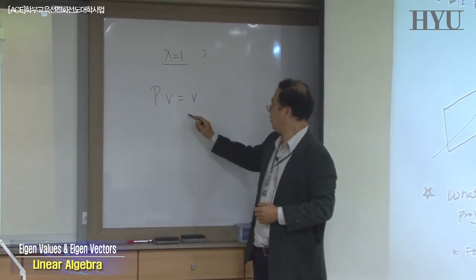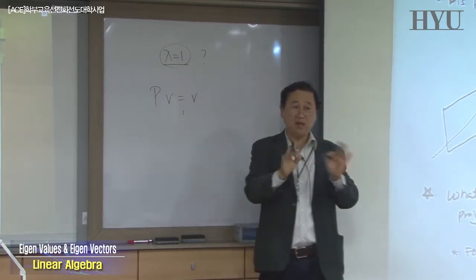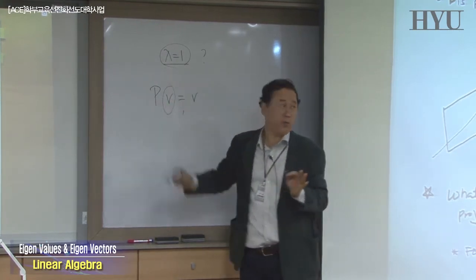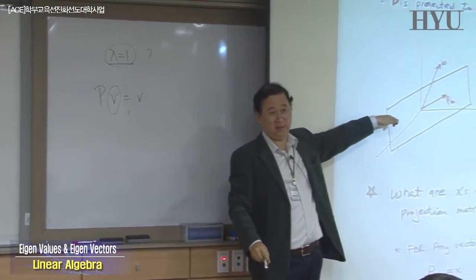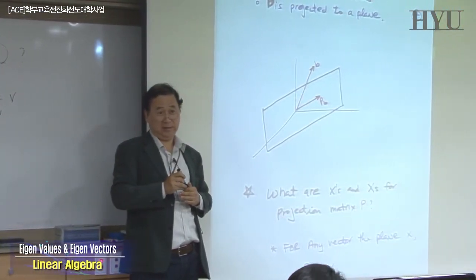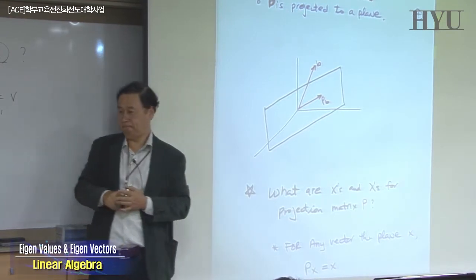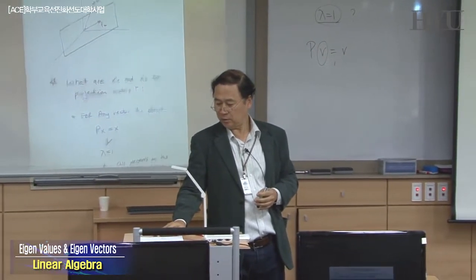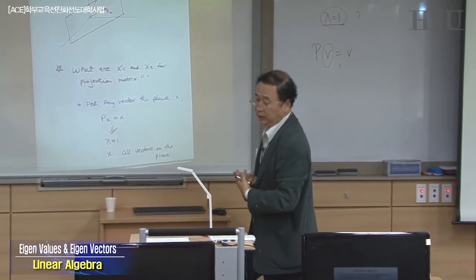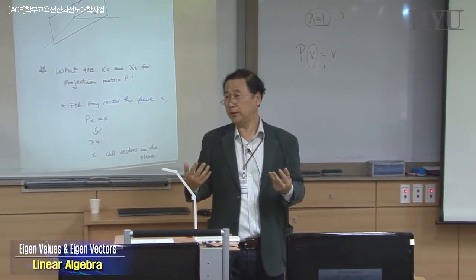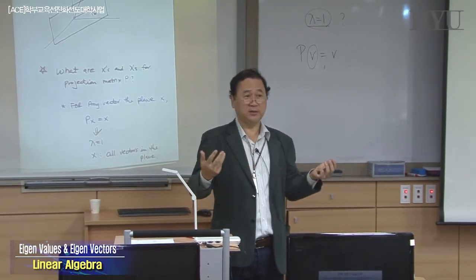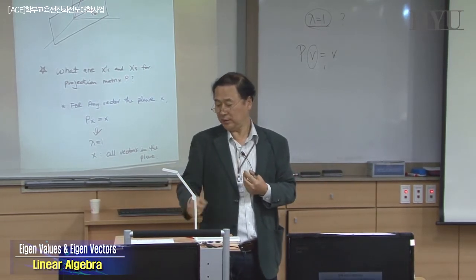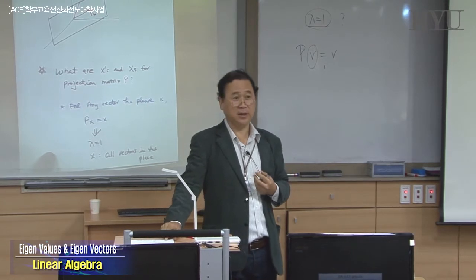So it means this is a legal eigenvalue. Then what's the eigenvector? Whatever vectors are on the plane, those are eigenvectors. So basically, for any vector on the plane already, when you apply this P, it's still the same vector. So eigenvalue 1, then all vectors in the plane are eigenvectors.